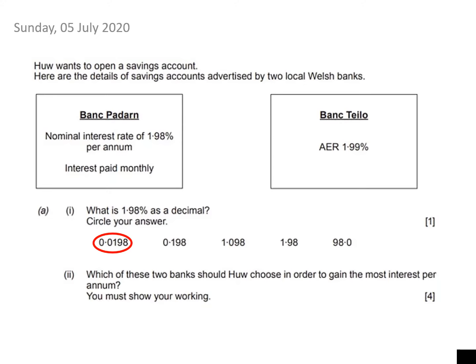We already know the AER for our bank Telio. That's given to us as 1.99%. So what we need to do is work out the AER of this bank here, Bank Padan. It says the nominal interest rate is 1.98% and interest is paid monthly. So what we need to do is take our AER formula and substitute values for I and N.